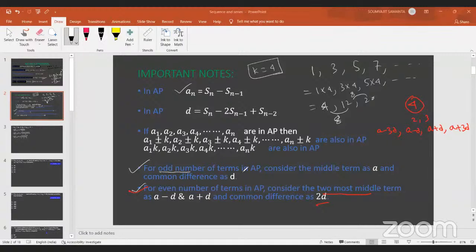So just keep in mind, if we are taking an odd number of terms, take A as the middle term, and D as the common difference. Same way, if an even number of terms is to be chosen, take the 2 middle terms. If we are taking four terms, you select the second and third terms as A minus D and A plus D, and then 2D as the common difference.